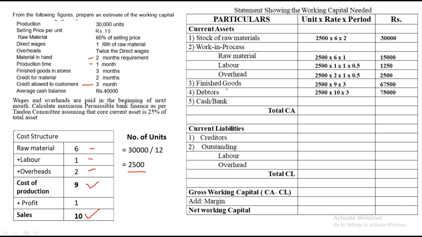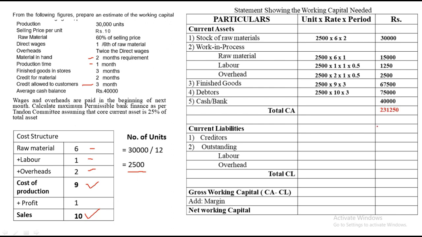Cash is always given in the question. So that is 40,000. So we note down that as 40,000. So with that, all our assets or our current assets are done. So we add up the total current asset and we get the total as 2,31,250. With this, our first part of the sum is done.